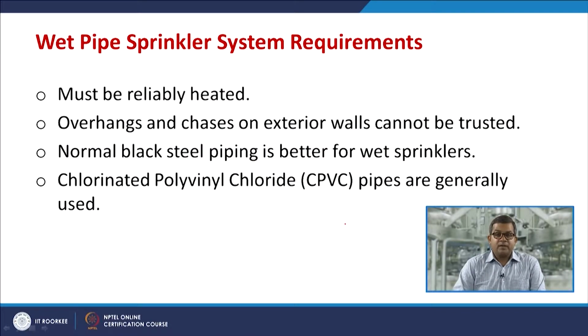Normal black steel piping is better for wet sprinklers, but sometimes chlorinated polyvinyl chloride (CPVC) pipes are generally used. But sometimes if the heat content is on the higher side, then this particular thing is disadvantageous.